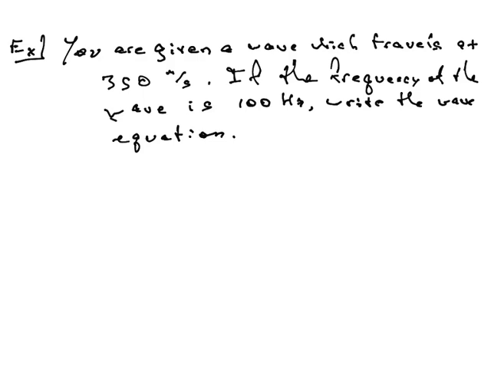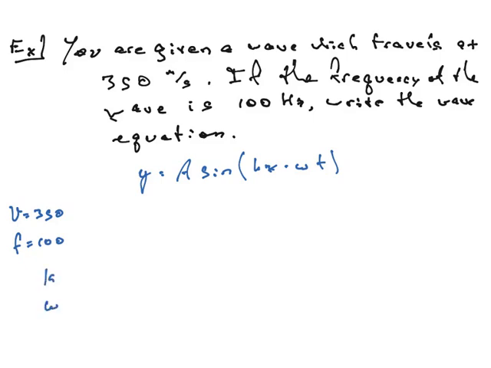Okay. Well, again, wave equation, y is equal to A sine(kx minus omega t). In this question, I'm not given an amplitude, so I'll just leave it as A. I don't know what A is, but A is fine. I need k and I need omega. What am I given? I'm given the velocity is 350 and the linear frequency is 100. But I need k and I need omega. So how do I get these?